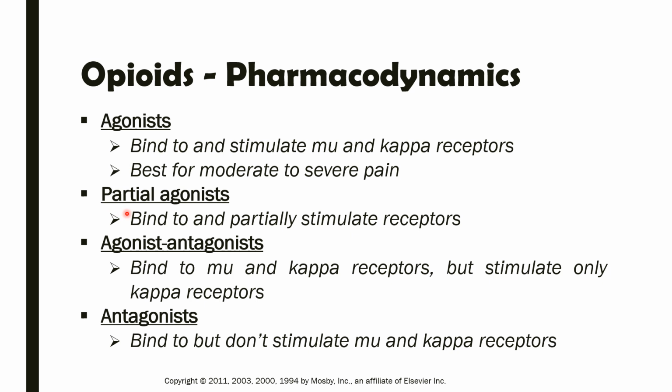We also have those that are partial agonists, and they bind to and partially stimulate the receptors. An example is buprenorphine. We also have the agonist-antagonists. They will bind to, for example, a certain opioid receptor, and they will antagonize or block the other opioid receptor. An example of this is butorphanol. For the antagonist, of course, it will bind to but not stimulate either the mu or the kappa receptor. An example of this is naloxone.